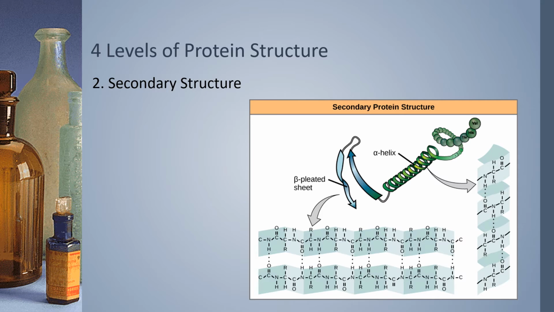Okay, so the first one was primary structure. Now let's look at secondary structure. Secondary structure is determined by local folding of the polypeptide. Local folding means that particular folding patterns happen in certain regions of the polypeptide chain. Here we see the most common type of local folding, an alpha helix. You can see this balled up helical shape, and a beta pleated sheet, which we can see over here.